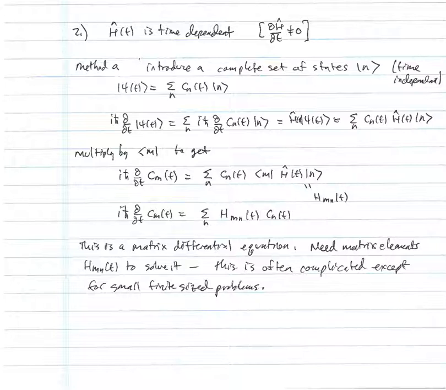This is a matrix differential equation. It has two things that are rather complicated about it. The first thing, we need matrix elements Hmn of t to solve it. It's not that easy to necessarily calculate those. Remember, our states n were just some complete set of states, and H is not diagonal on that basis, so it might be complicated to calculate those matrix elements.